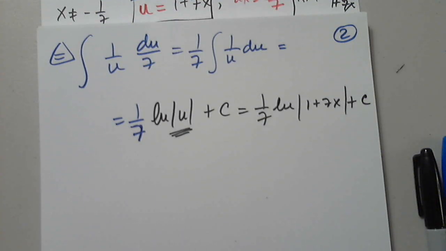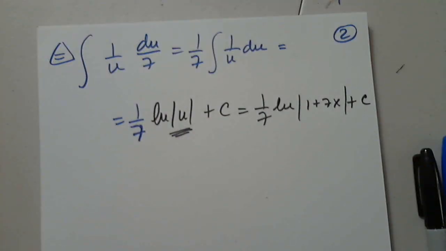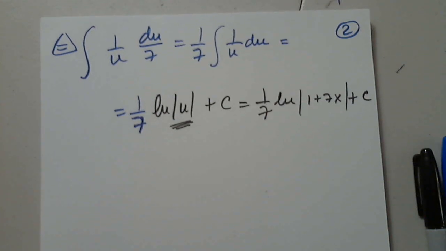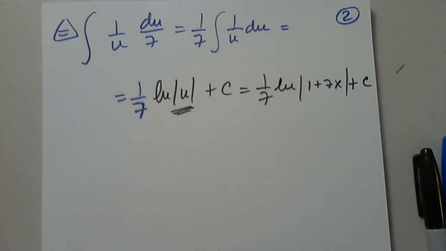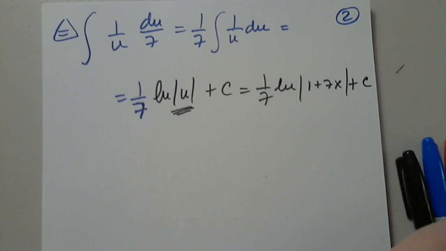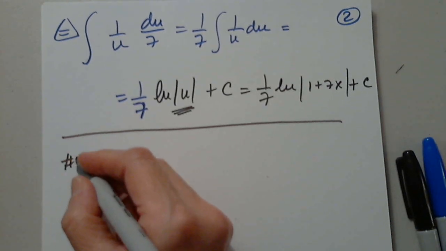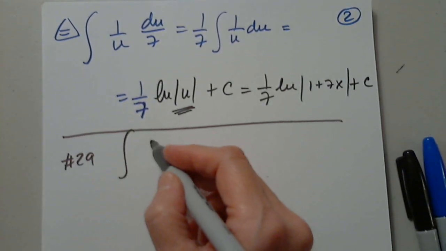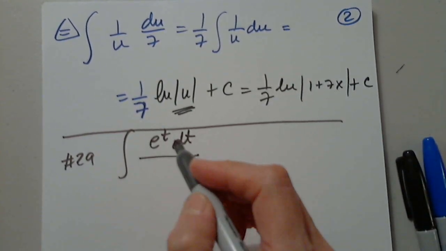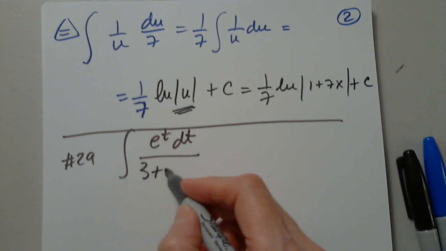Anyone? Would you like to select anything else? I think we should work on at least one more. Any preference? Anyone? Please, anyone? Okay, I will pick 29. So we have the integral of e to t dt divided by 3 plus e to t.